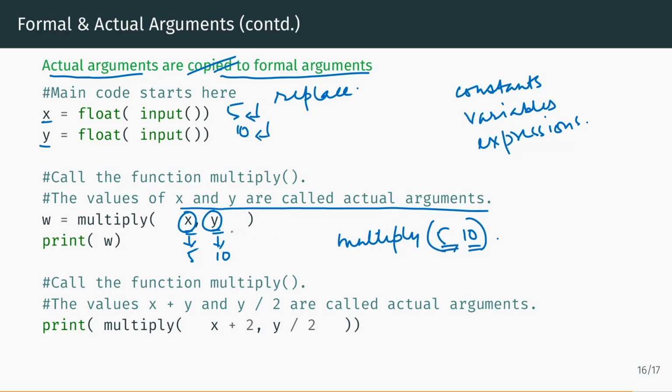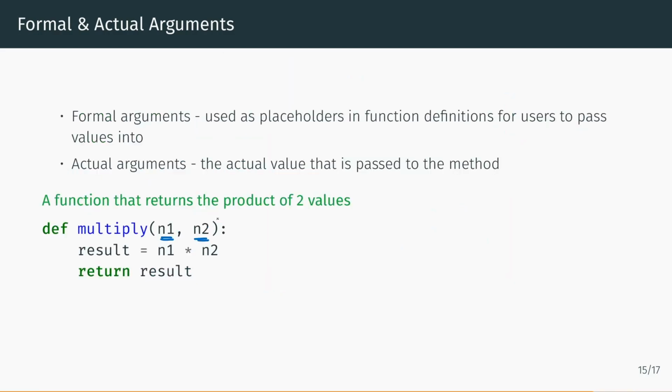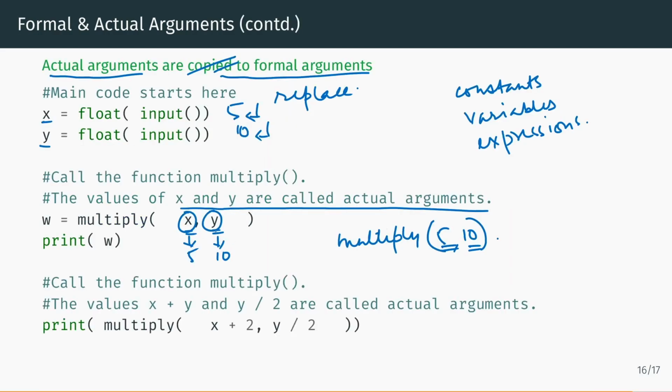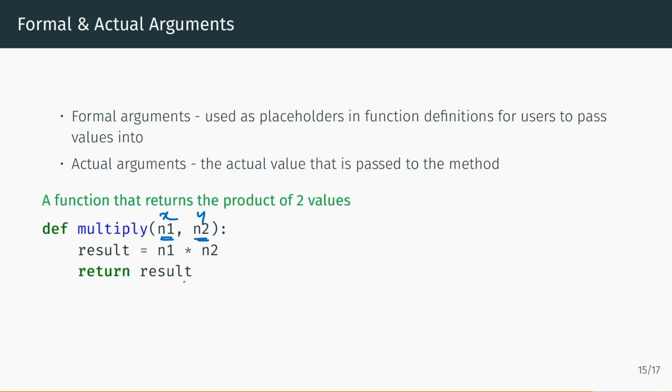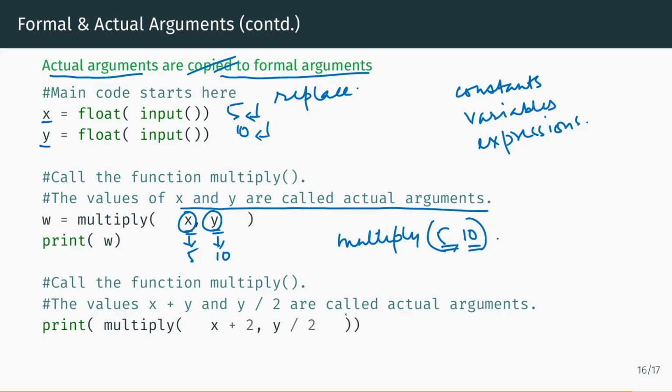You could say multiply x comma y, in which case the value of x would replace n1, and n2 would be the value of y, and it would result in whatever the values of x and y are, like 5 and 10. Similarly, instead of variables, you can pass expressions. So you can say x plus 2 and y divided by 2.